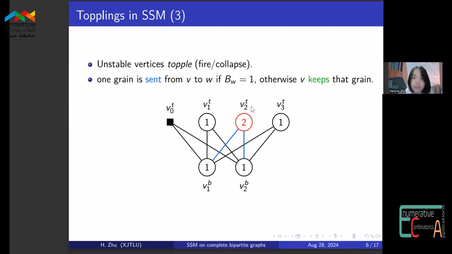After that, we find V2T is unstable again. Here we have two blue edges, which means the two neighbors can receive the corresponding grain from the unstable vertex. So we send one grain to V1B, and we also send one grain to V2B.